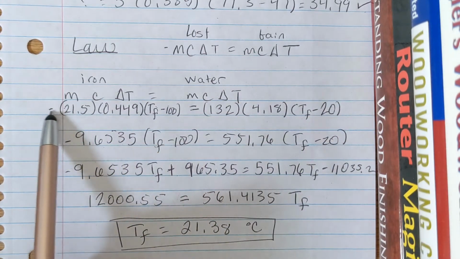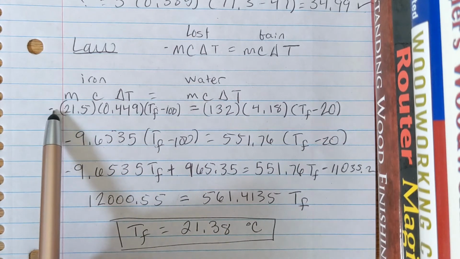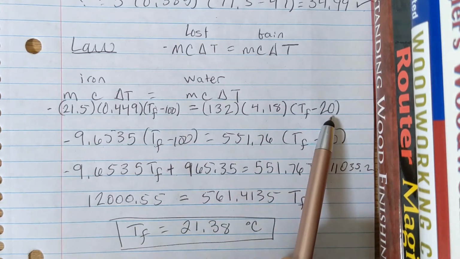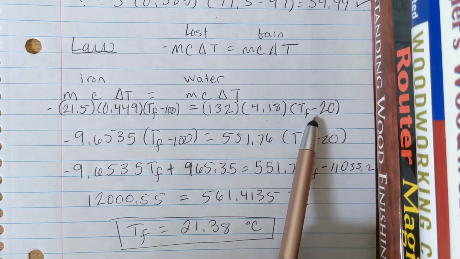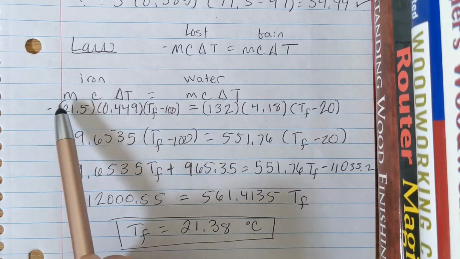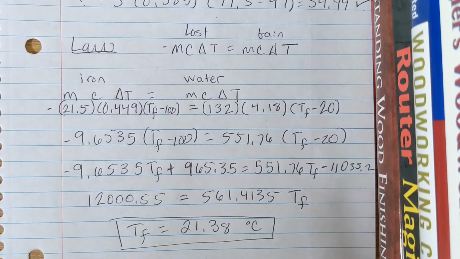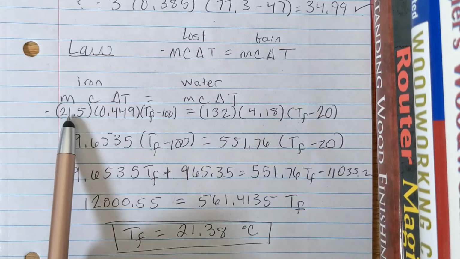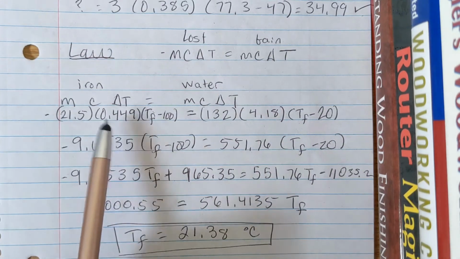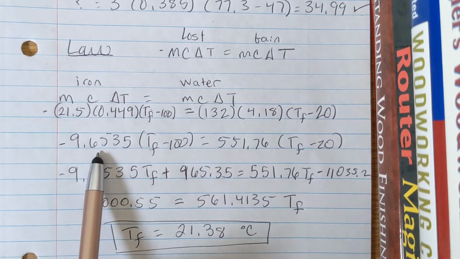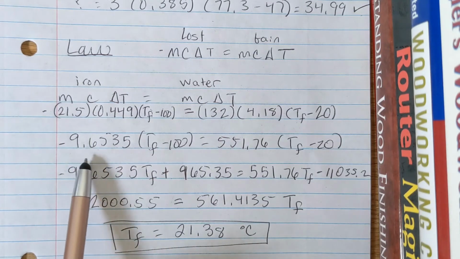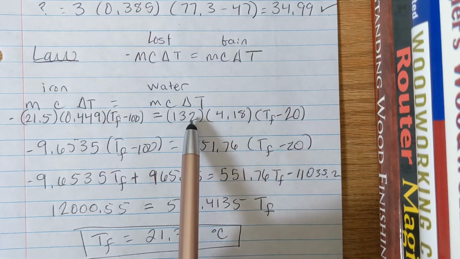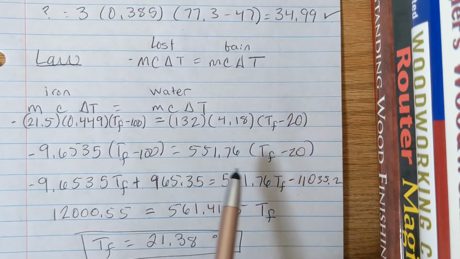And then you have your negative. So iron is actually losing heat because it started at 100 and it was put in water that was 20. So iron is going to cool off. The water is going to heat up. So if it's cooling off, that's the negative one technically. So remember to change that or add that negative. Multiply your 21 times your 0.449, and that's where your negative 9.6535 comes from. Over here on the right side, when we talk about water, 132 times 4.184.